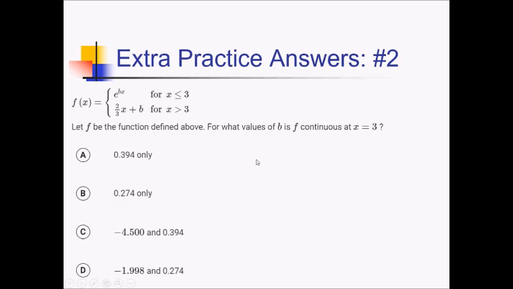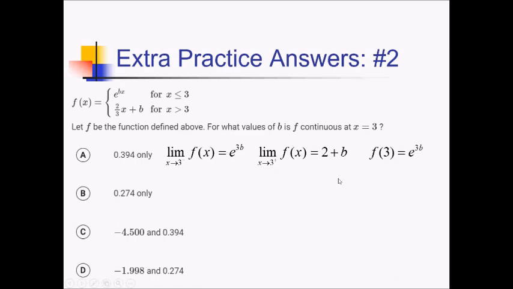The left side limit of this thing as we approach 3, that's going to use this before 3 rule. So we're going to have e to the b times 3, or e to the 3b. And then we also need the right side limit at 3, see what that is. That's going to use this greater than 3 rule. So we're going to have 2/3 of 3 plus b. Well, 2/3 of 3 is just 2, so this is just 2 plus b. The function value also factors in as well, but the function value happens to be the same as the left side limit because of this less than or equal to part here. So function value is also e to the 3b.